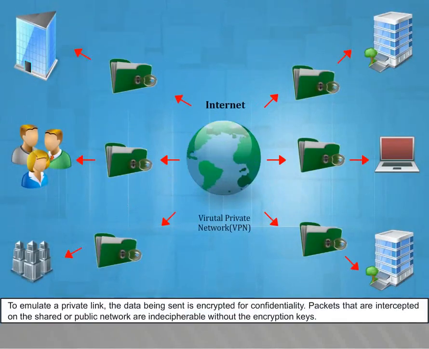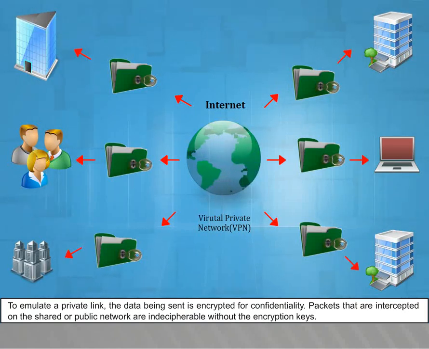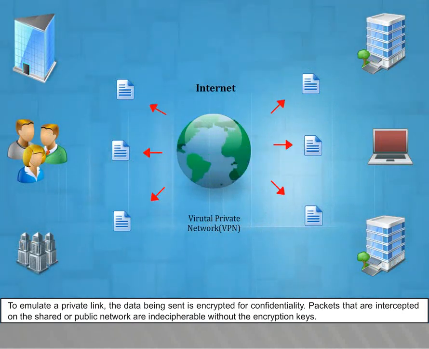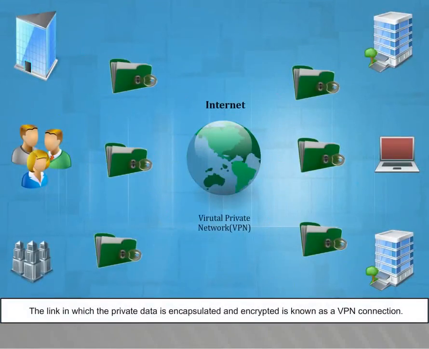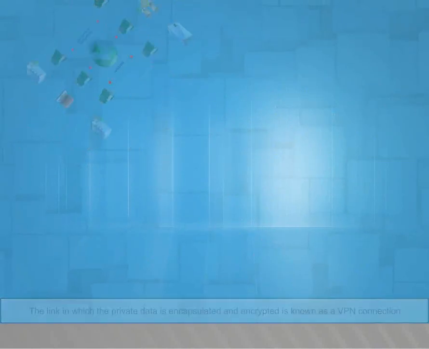To emulate a private link, the data being sent is encrypted for confidentiality. Packets that are intercepted on the shared or public network are indecipherable without the encryption keys. The link in which the private data is encapsulated and encrypted is known as a VPN connection.